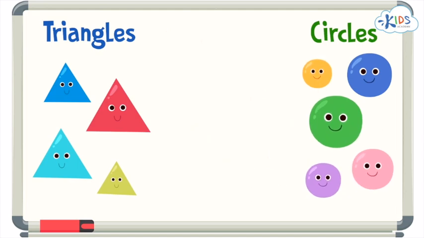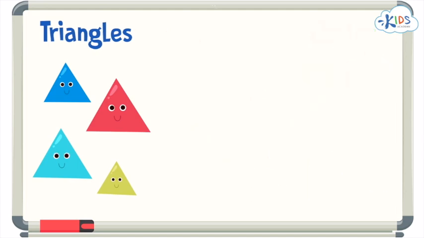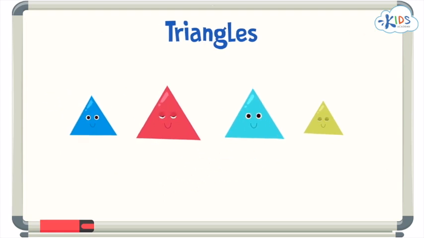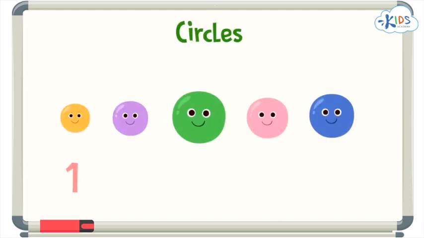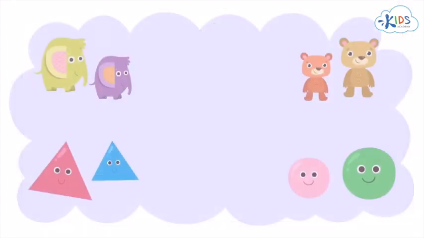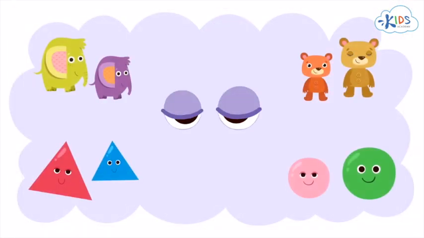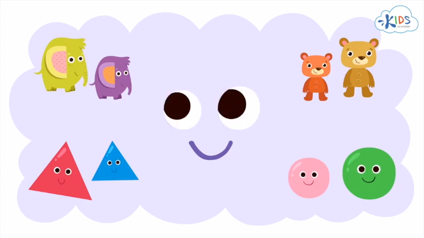Now that there's no more shapes left, let's count how many triangles there are first. I see 1, 2, 3, 4 triangles. Nice. I see 1, 2, 3, 4, 5 circles. Great work. Remember, boys and girls, to sort carefully before you count how many objects are in each group.